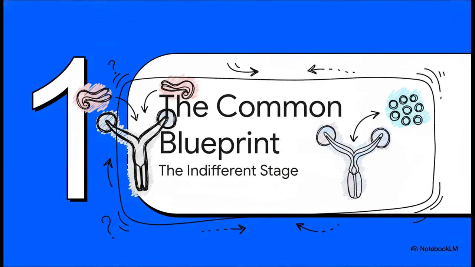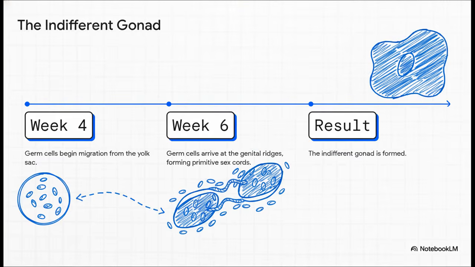Scientists call this the indifferent stage, and it's basically the period where it's absolutely impossible to tell whether a developing gonad is going to be male or female. So how does this indifferent gonad even form? Well, it all kicks off around week 4. You've got these primitive germ cells. These are the very first cells that will eventually become sperm or eggs, and they start this long journey from a structure called the yolk sac. By week 6, they finally arrive at their destination, these two ridges in the body called the genital ridges. And boom, that combination creates the indifferent gonad.